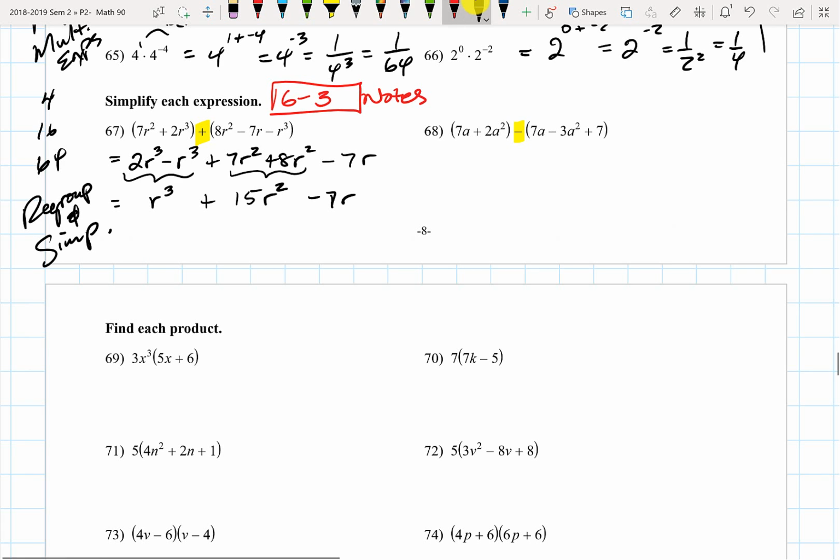Okay, now this one's a little bit different. You want to distribute through the negative first. I'm going to put that in red. So I've got 7a plus 2a squared, and here we go, minus 7a. Think of it as a multiplication problem. -1 times 7a is -7a. And then -1 times -3a squared is a positive 3a squared. And -1 times 7, guess what? That is a minus 7. So you got to distribute through the negative first.